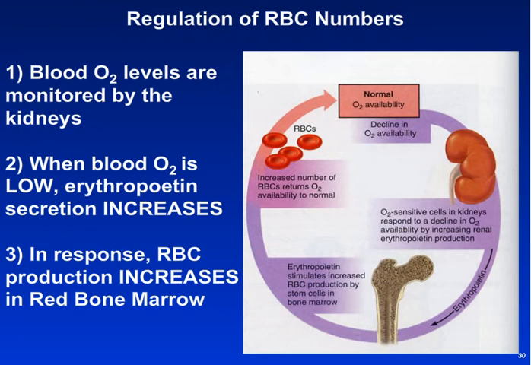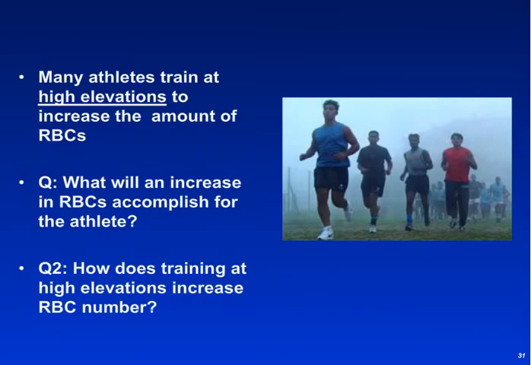This increase in red blood cell production will then bring the oxygen levels of the blood back to normal. As a result, the kidneys will reduce their amount of erythropoietin production. And so this is a classical negative feedback mechanism, and it's mediated by the hormone erythropoietin, which is produced by the kidneys. Now, as you might imagine, having a greater number of red cells may give you a competitive advantage.